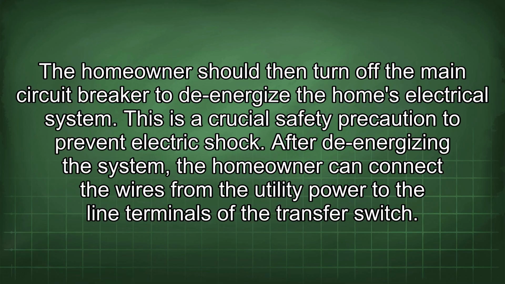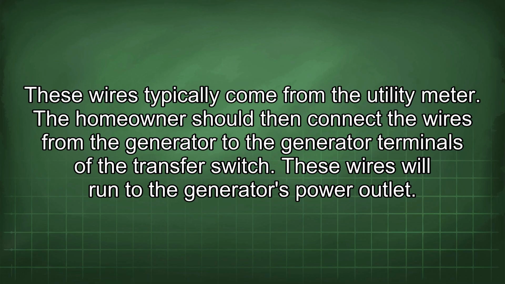The homeowner should then turn off the main circuit breaker to de-energize the home's electrical system. This is a crucial safety precaution to prevent electric shock. After de-energizing the system, the homeowner can connect the wires from the utility power to the line terminals of the transfer switch. These wires typically come from the utility meter. The homeowner should then connect the wires from the generator to the generator terminals of the transfer switch. These wires will run to the generator's power outlet.